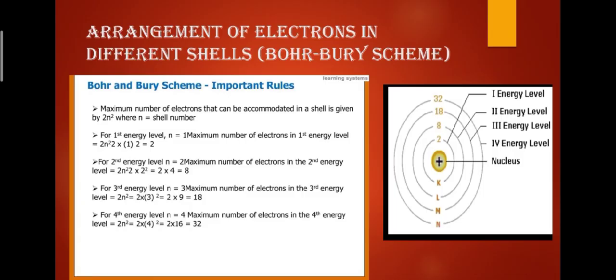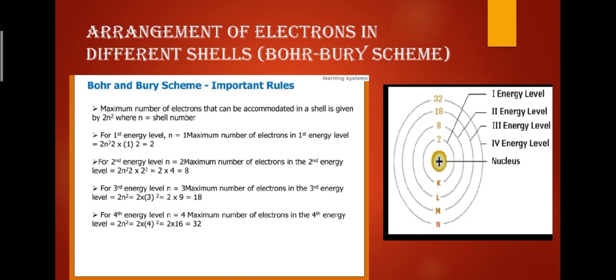Now next is arrangement of electrons in different shells. We call it electronic configuration, and we can call it Bohr-Bury scheme also. The systematic distribution or arrangement of electrons in various orbits or shells around the nucleus of an atom is called electronic configuration. Because it was explained by the scientists Bohr and Bury, the main rules suggested by them are known as Bohr-Bury rules, or we can call it the Bohr-Bury scheme.